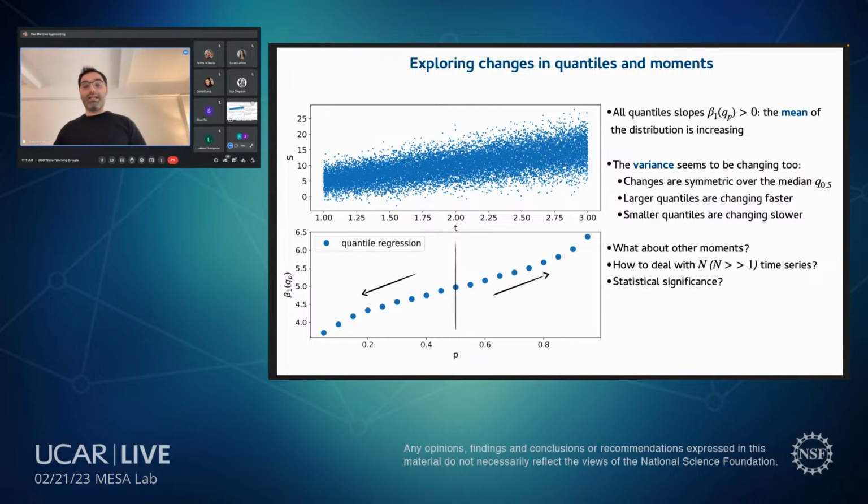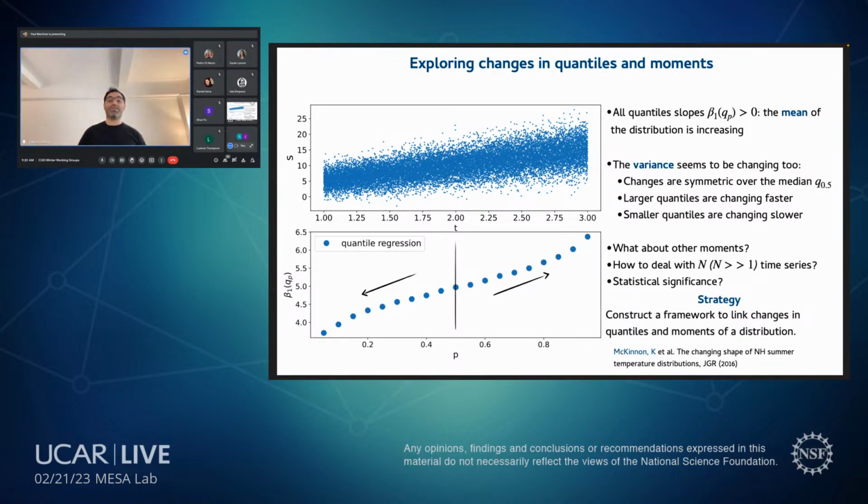Next slide. And a strategy that was first proposed, as far as I know, by Karen McKinnon in a JGR paper in 2016, is actually to reduce the dimensionality of all these quantiles and focus on how changes in moments of a distribution can explain these changes in quantiles, and specifically independent changes in moments of a distribution.